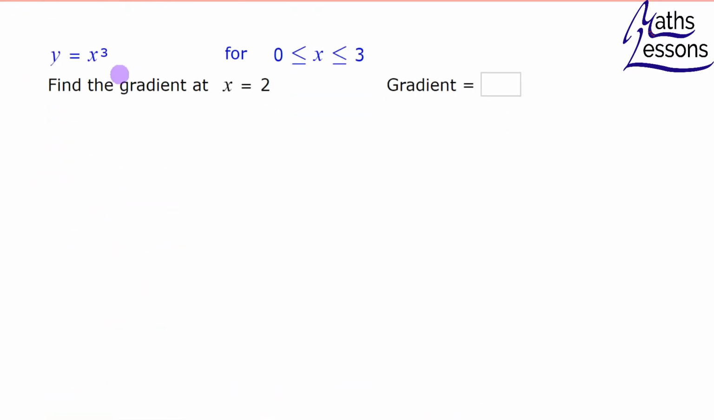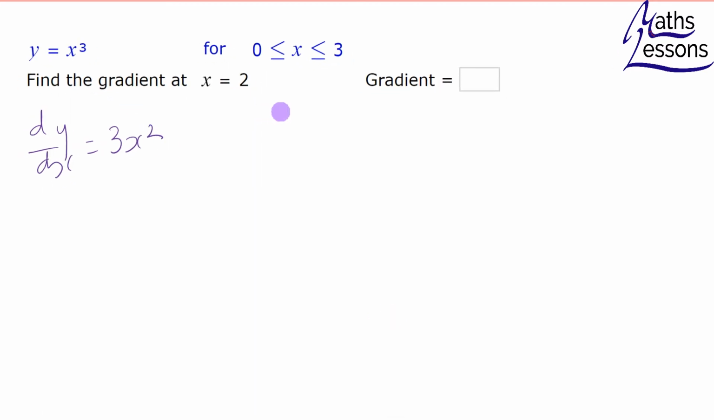Okay, y equals x cubed. Differentiate that, dy over dx, times by the power, so we times by 3. Take 1 off the power, gives me 2. I want to find it at x equals 2. So at x equals 2, we know that dy over dx will equal 3 times 2 squared. Square the 2 first, always do powers first, gives me 4. 3 times 4 is 12.